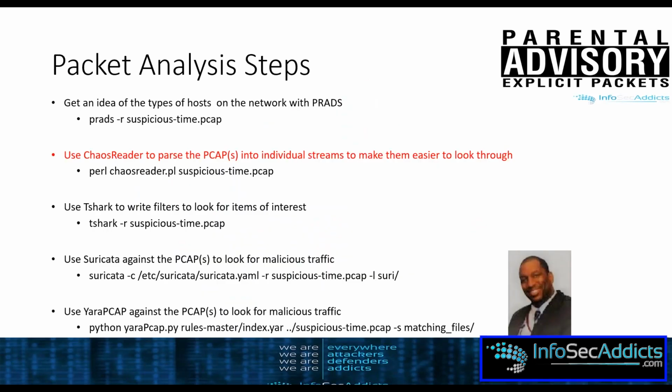Okay, so remember, like I said, your first step was to get an idea of what's on the network. I use PRADS for that. Once I have an idea of what's on the network, now I can say, okay, the customer took a PCAP recording every hour for 5 minutes, for 24, 48, 72 hours. Now I've got all these big files to go through. I run them through PRADS to get an idea of what's out there. Then I run them through ChaosReader and filter them down into data streams that I can individually look through.